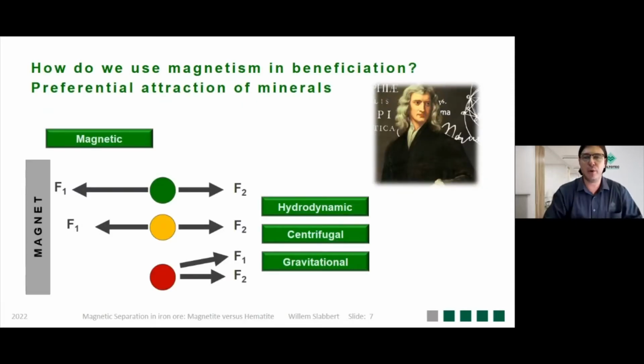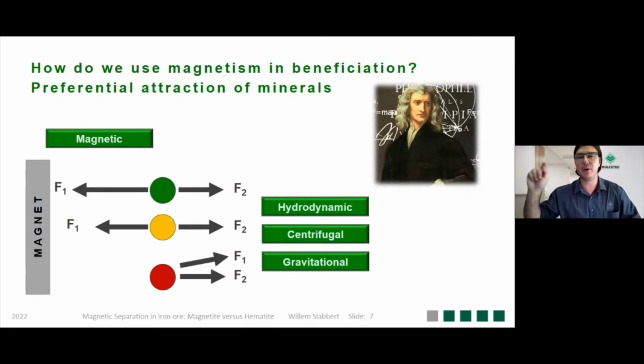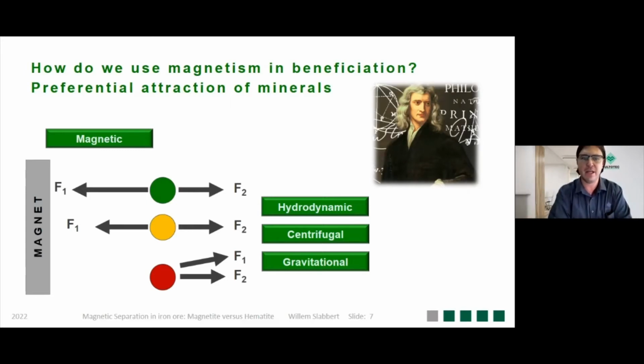So how do we exploit these magnetic properties of minerals? Well, if we apply a magnet to exert an attraction force F1 onto ferromagnetic particles in green, the force experienced by the particle will be larger than the force experienced by the same magnet, but on a paramagnetic particle. Non-ferromagnetic material, of course, would repel away from the magnet.